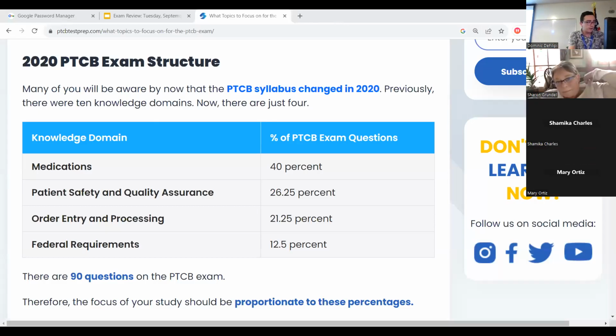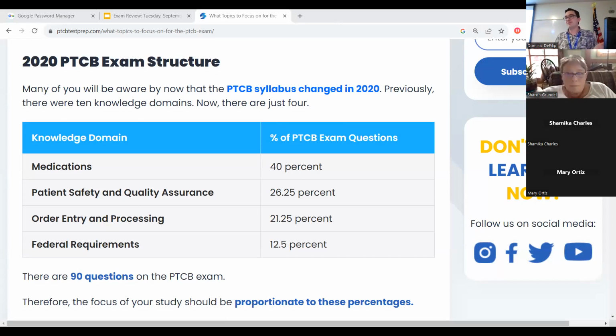All right, very good. So we are going to start off by just looking at the exam structure. So the structure of the PTCB exam. There are 90 questions on the exam, it says, but there's really only 80 that count. They throw in 10 questions that they're testing out to see if they're going to use them in future exams. But you won't know which 10 questions are the ones that don't count.